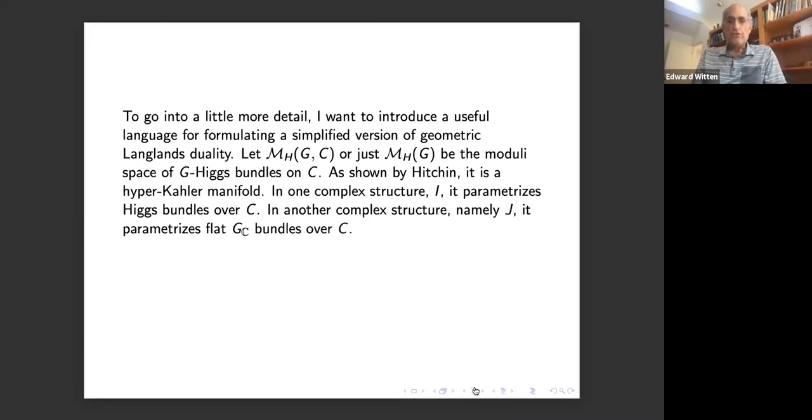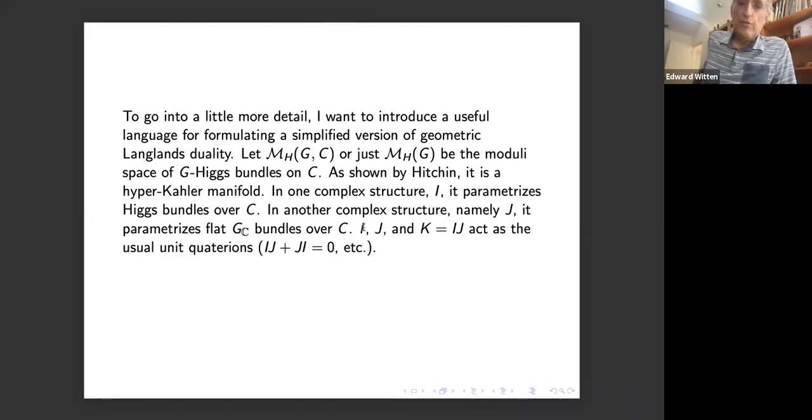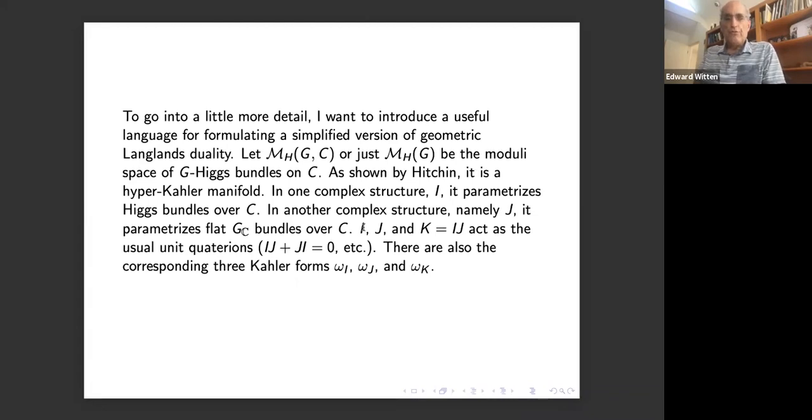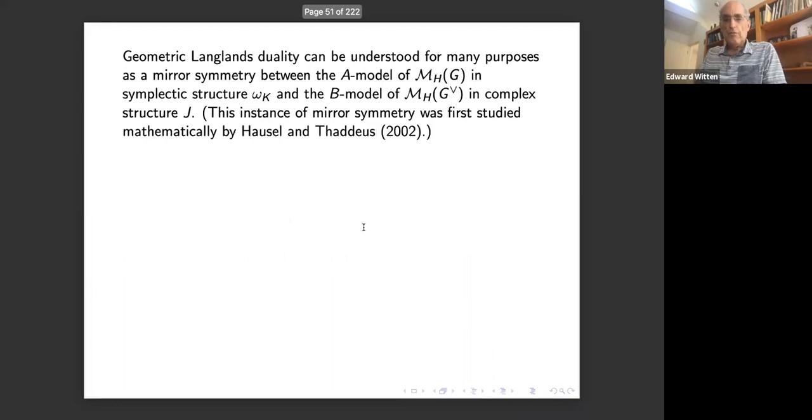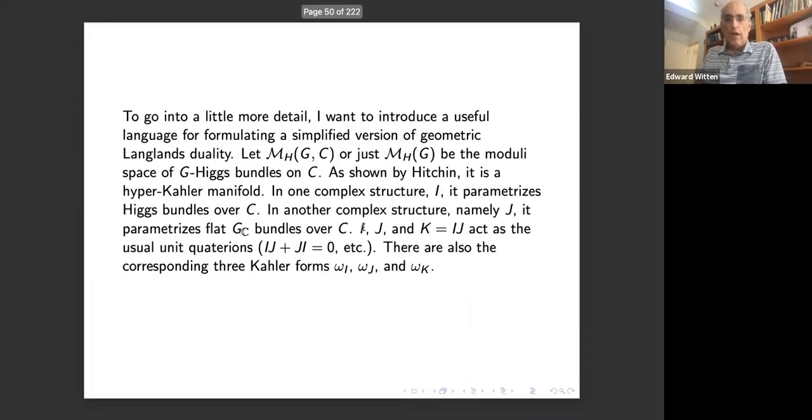So for me, G is a gauge group and is compact. And when I intend the complexification, I'll write it as G sub C. So I, J, and K equals IJ act as the usual unit quaternions. There also are 3 corresponding Kähler forms, omega I, J, and K, and holomorphic 2-forms, although I didn't write that.